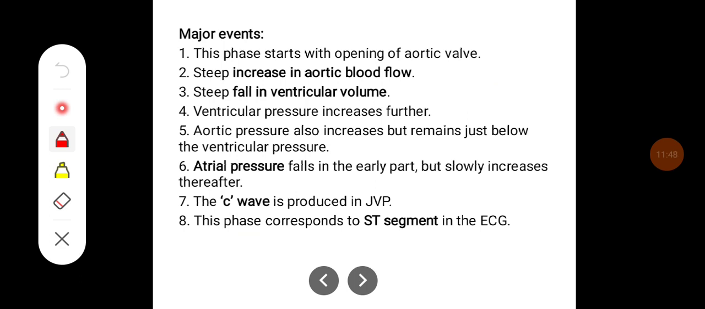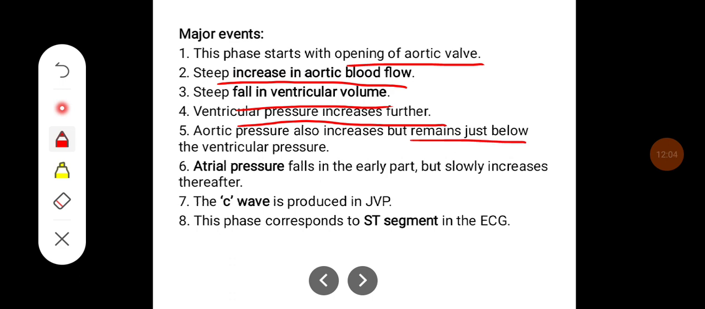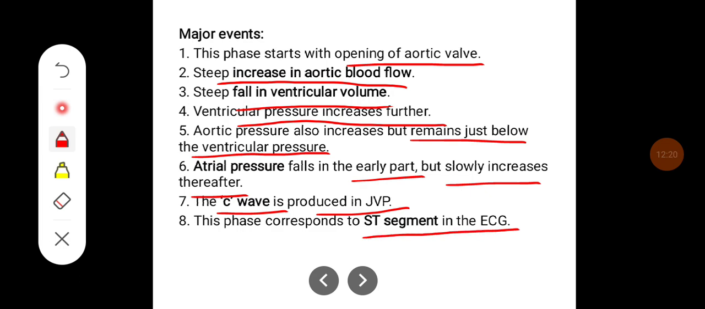The major events that occur here are: this phase starts with opening of the aortic valve. There is a steep increase in the aortic blood flow, steep fall in the ventricular volume. Ventricular pressure increases further. The aortic pressure also increases but remains just below the ventricular pressure. Atrial pressure falls in the early part but slowly increases thereafter. The C wave is produced in the JVP during this phase. This phase corresponds to ST segment in the ECG.